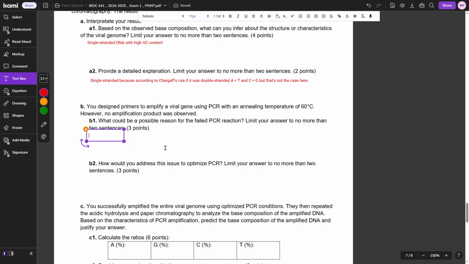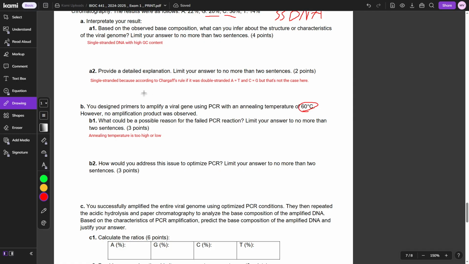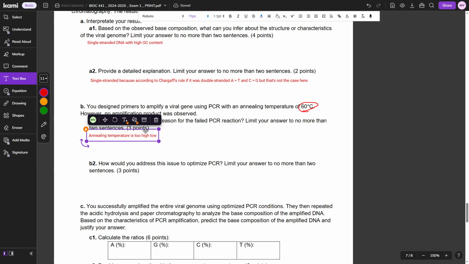So, annealing temperature is too high or low. I'm inclined to say too low here because 60 is actually a pretty reasonable annealing temperature, right? Remember, generally for denaturation it's about 90. For annealing, it's about 60, 70-ish, and then for elongation, it's about 70, 75-ish. So this is a reasonable annealing temperature. So the fact that it's not working usually tells me it's probably too low and not too high. So I'm actually going to specify that.